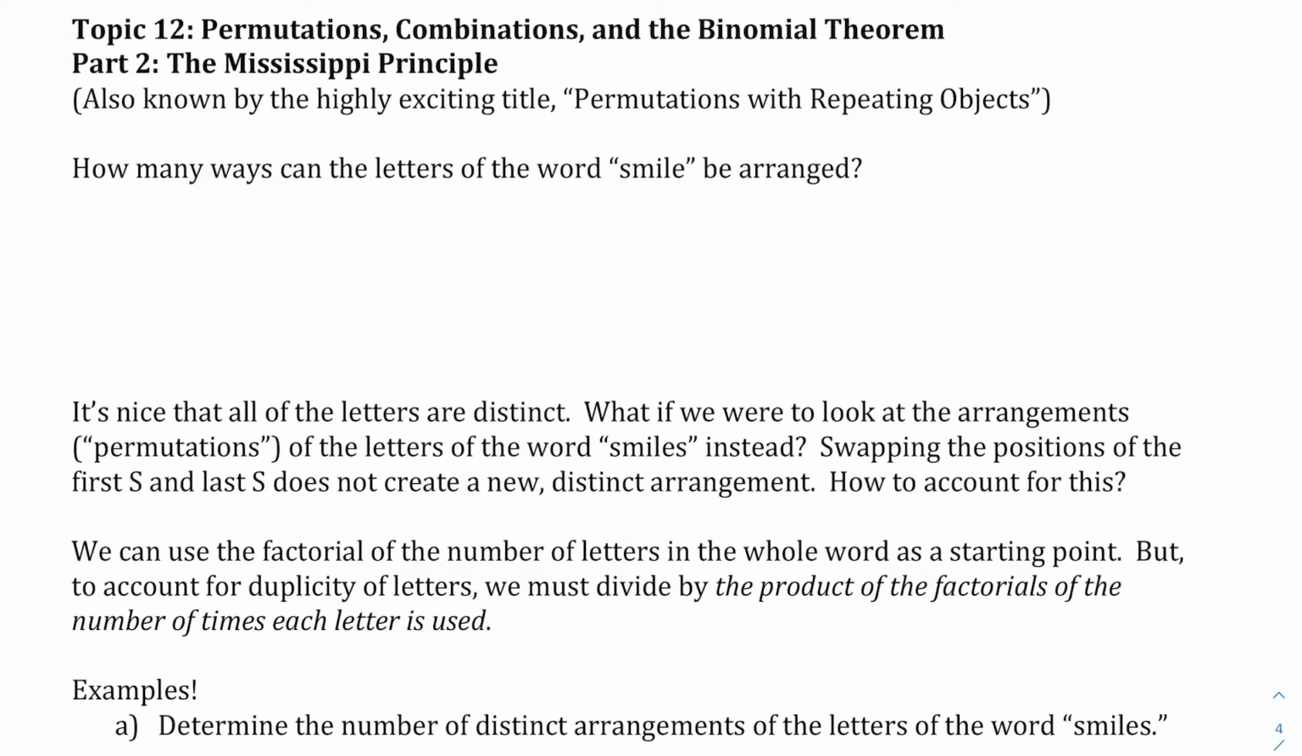Let's talk about how to arrange things when there are duplicate letters. But first, what if there aren't any duplicate letters?